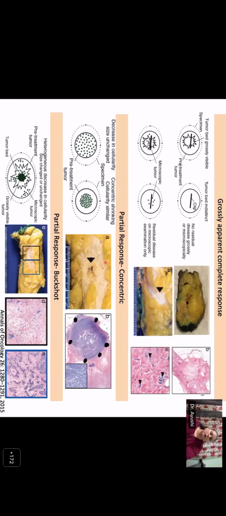In the partial response to the chemotherapy, it can be in a concentric manner, whereby the tumor shrinks and the cellularity is the same, but the tumor shrinks and is surrounded by an ill-defined area of fibrosis. Or you can have a tumor with similar size but reduced cellularity. Or you can have what is known as a buckshot pattern response, in which different areas of the tumor respond differently, and because of this heterogeneity of the tumor, you might have a tumor bed that looks very ill-defined, irregular.